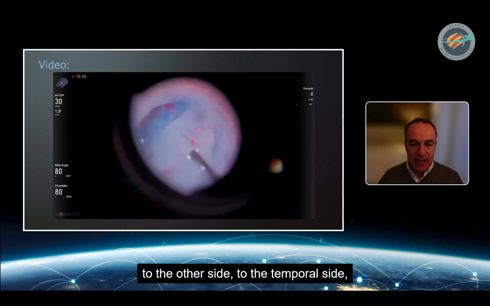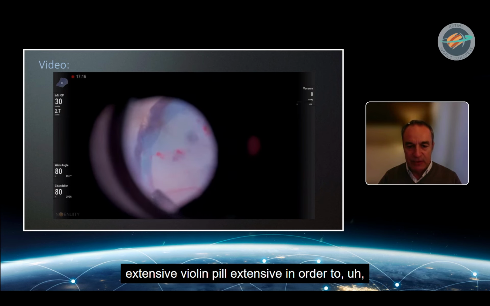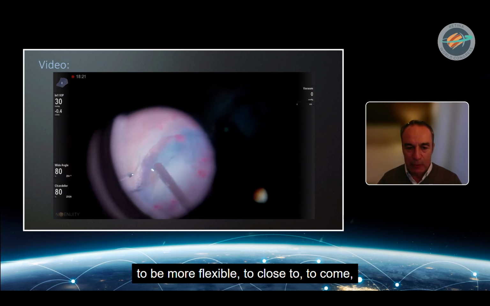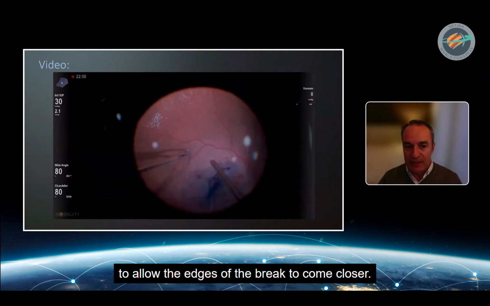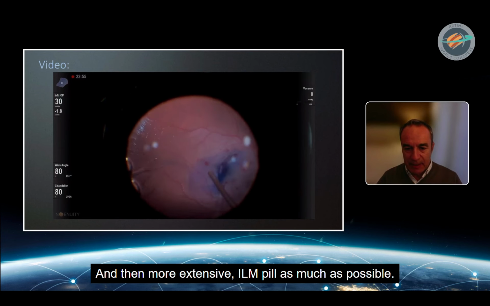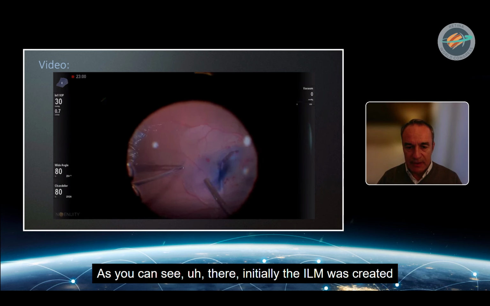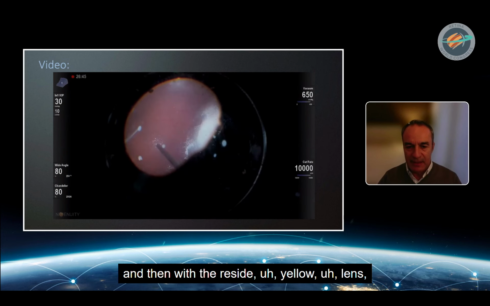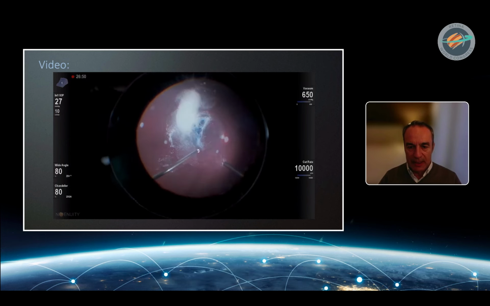and then I went to the other side, to the temporal side, with extensive ILM peel, in order to make the retina more flexible, to liberate it, to allow the edges of the break to come closer. And then more extensive ILM peel as much as possible. As you can see there, initially the ILM peel was done with the contact lens and then with the resight yellow lens.